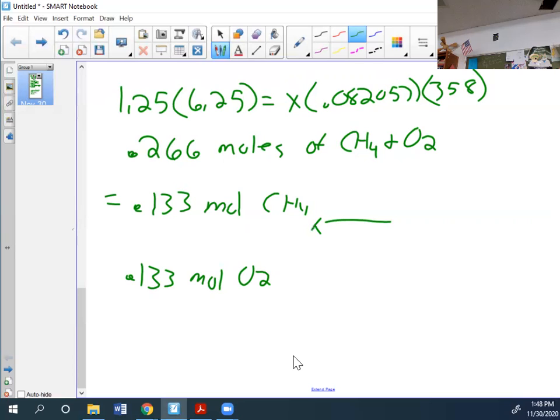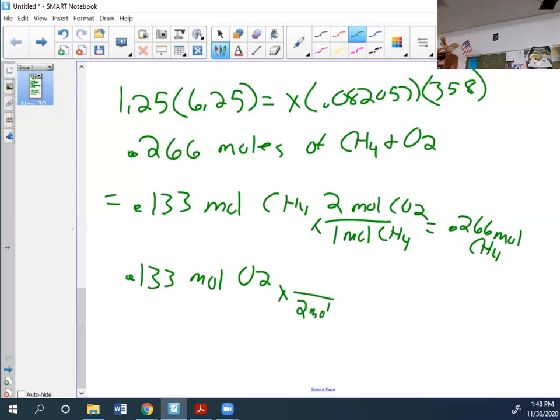So 1 mole CH4 on the bottom, and then 2 mole CO2 on the top, correct? Is that right? Yep. So that equals 0.266. And then my other one would be 2 moles O2 on the bottom, correct?